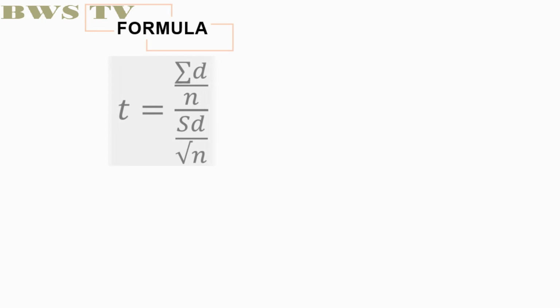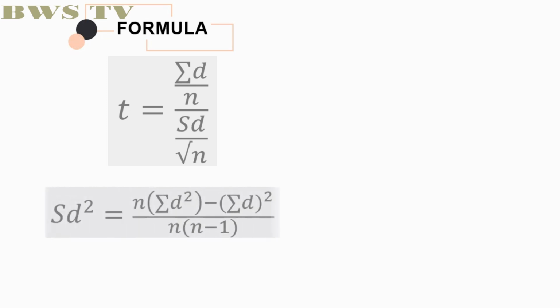The formula to be used will be the following. t is equal to the summation of D over n divided by SD over the square root of n. The second formula is SD squared is equivalent to n times the summation of D squared minus the summation of D quantity squared, divided by n times n minus 1. The last formula is df is equivalent to n minus 1.